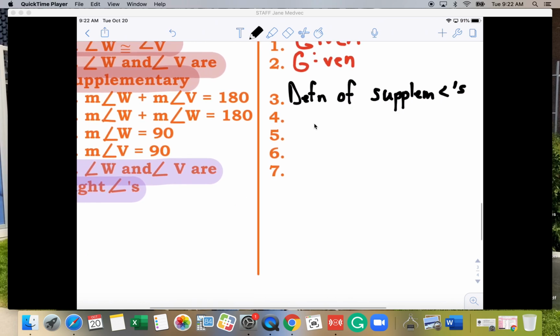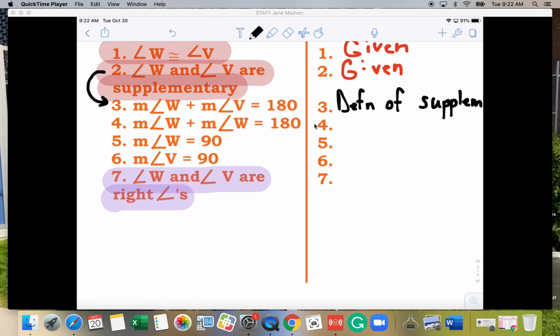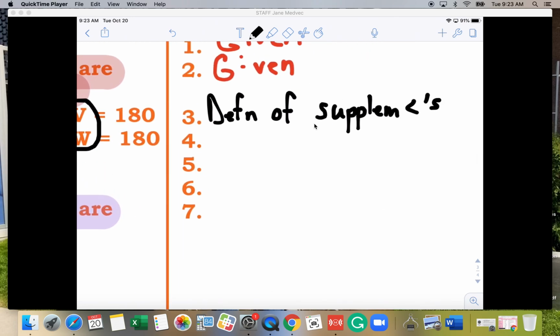Okay, now I'm going to go from 3 to 4. The measure of angle W plus the measure of angle W equals 180 degrees. You're going to notice that I took out the measure of angle V and I put in the measure of angle W. And I can do that because of number 1. I know that they're congruent. Because they're congruent, I can take one out and put in the other. So I'm going to go ahead and write substitution.